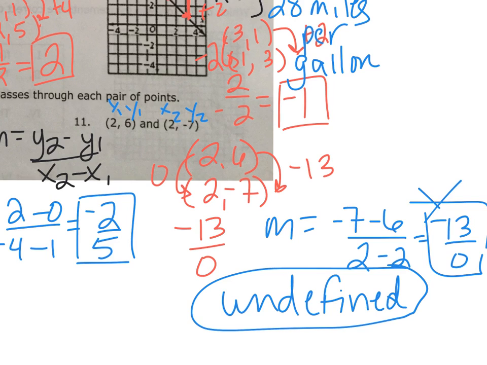Or what you also could have done is made a little graph and do 2, 6 to negative 7. And then you're like, oh yeah, that's a straight line. Remember, slope guy, he fell off the cliff and said undefined. So either way.